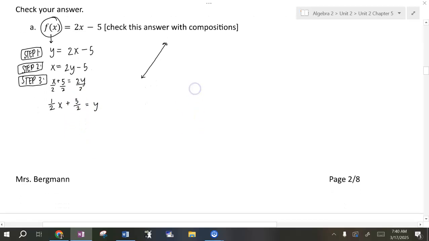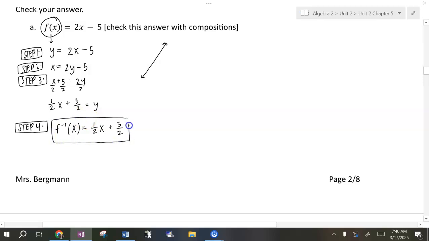It's in slope-intercept form. It's still a straight line because it's still x to the first power. And finally, step 4 says to replace y with f inverse of x. So we're going to say f inverse of x equals 1/2 x plus 5/2. That's your answer for the inverse.